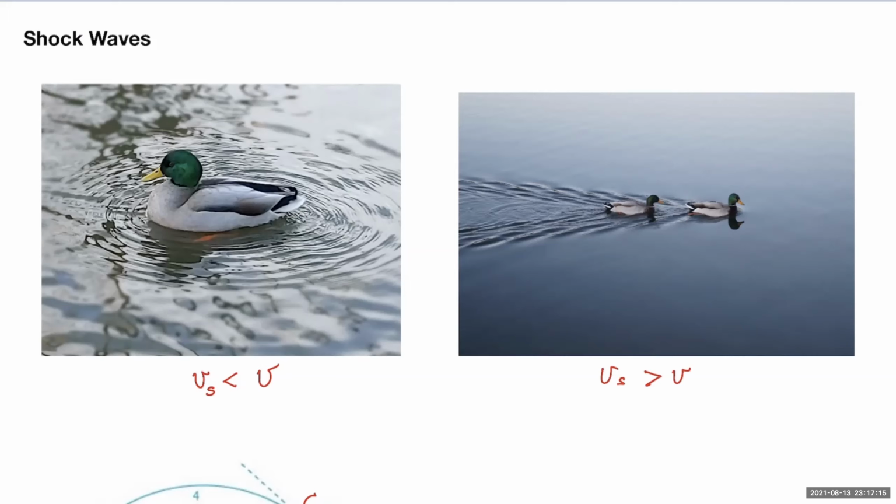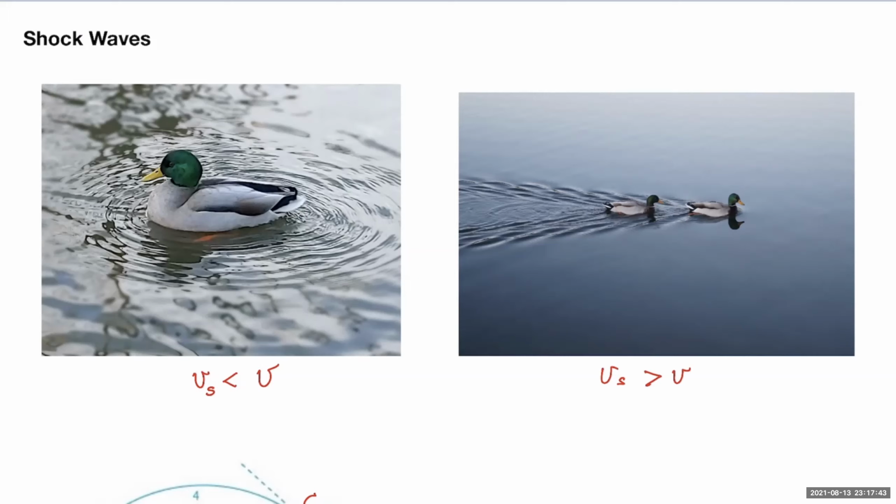In the picture on the left, you have a duck that's paddling slowly over the surface of the water while creating a water wave on the surface. Here, obviously, the duck moves slower than the wave it creates, so you see ripples both in front and behind. Okay, and V source here is the duck, and that's slower than the speed of the water wave V.